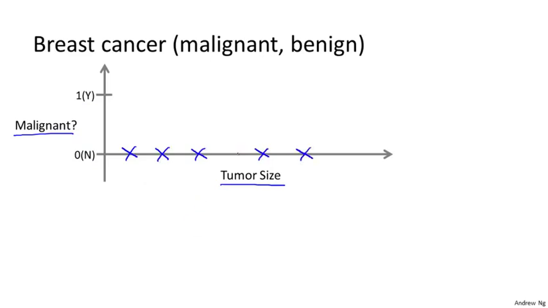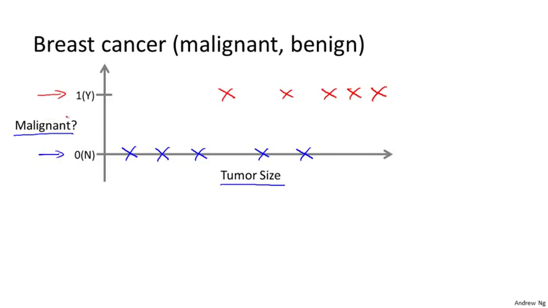And sadly, we also saw a few malignant tumors, so one of that size, one of that size, one of that size, and so on. So in this example, I have 5 examples of benign tumors shown down here, and 5 examples of malignant tumors shown with a vertical axis value of 1.